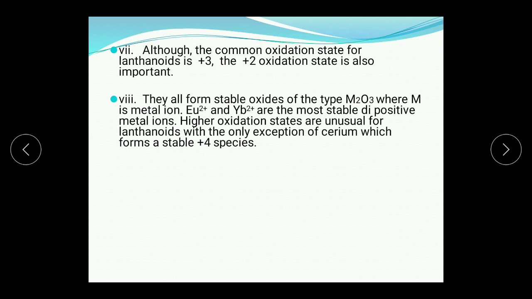Higher oxidation states are unusual. Lanthanides generally show the +3 oxidation state. Only cerium is the exception, which shows the +4 oxidation state.